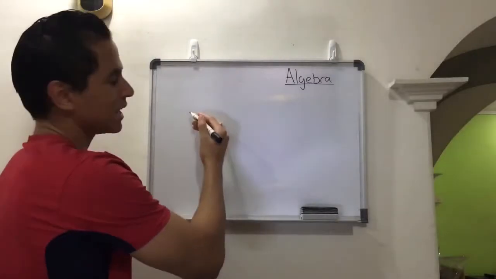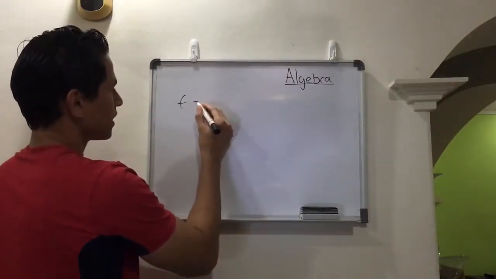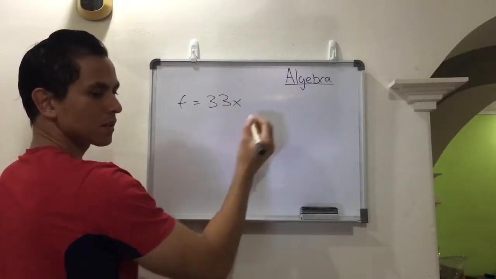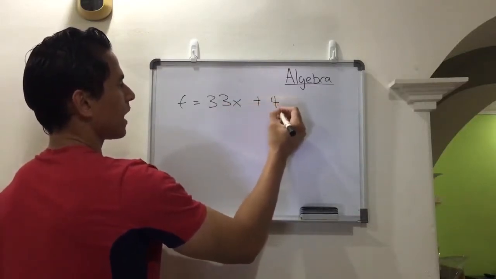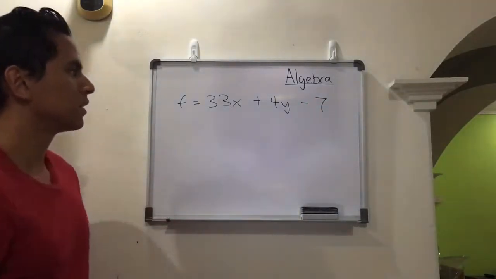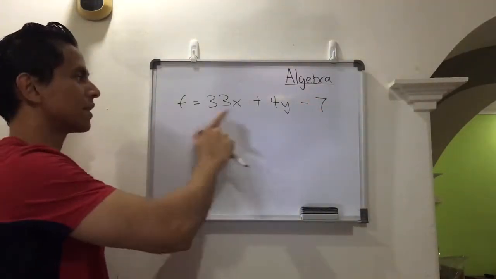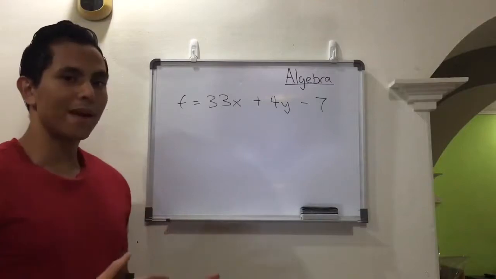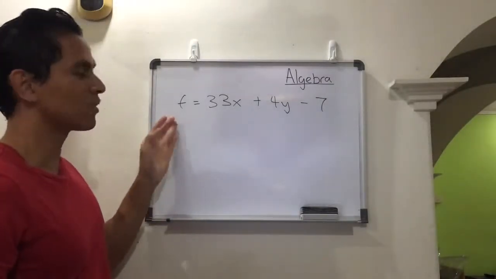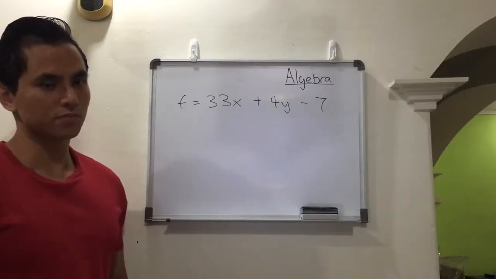The first example would be, let's say, f equals 33x plus 4y minus 7. Okay, so right now you see that f equals something. So in maths we'll say that f is right now the subject of the equation.